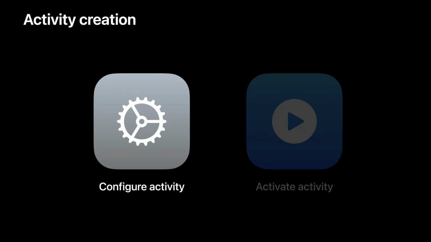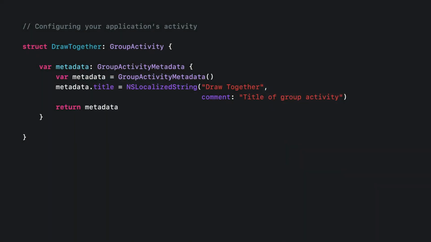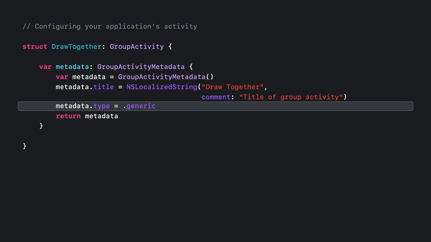When configuring the activity, you have to think about the specific experience that you want to share between all the participants. The activity should contain all the information that remains constant throughout that experience. If you've watched the Coordinate Media Experiences with Group Activities session, this should look familiar. We've defined a Draw Together struct that conforms to the group activity protocol. And we've implemented the metadata property where we construct the associated metadata with a title. Now, to make this a custom activity, we'll just need to set the right type on the metadata. By setting that to generic, we configure this activity to be a custom activity. And that's all you need to do when configuring a custom activity compared to a media one.